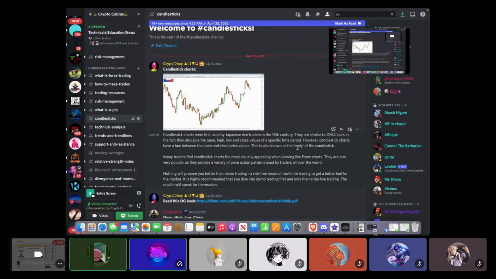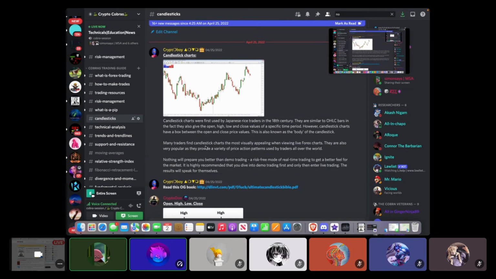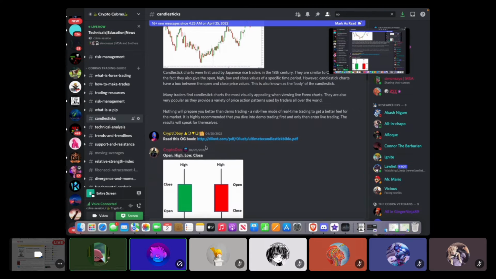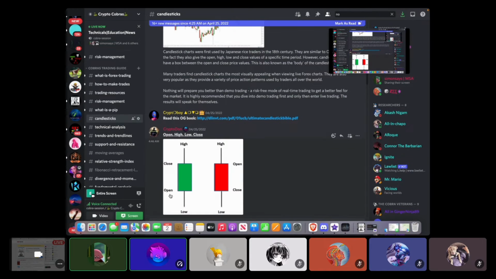So this is also known as the body of the candlestick. The body is that big bar, not the wick area. And the bars just show the open and the close. So you can see on this one, this is the open of the green candle. This is where it closed at, in this time period, right? We don't know what time period this candle is.